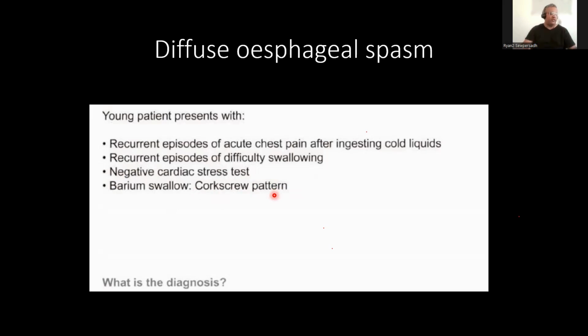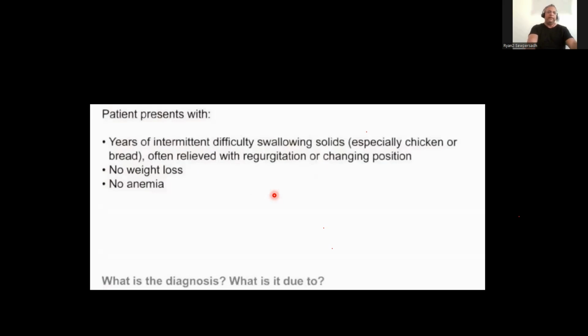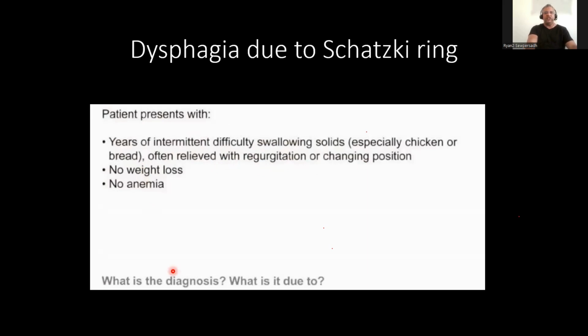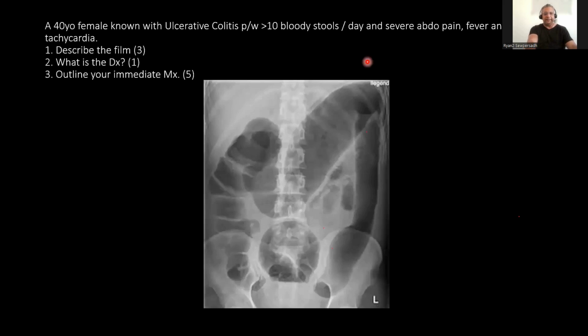So that is the purpose of this talk, guys, to make you aware of the certain buzz phrases and catchwords, etc., that they use to allude to a specific diagnosis. Okay. Here, the patient presents with years of intermittent difficulty. Years, that's very important. Intermittent difficulty swallowing solids, especially chicken or bread, often relieved, and this is important, with regurgitation or changing position. So there's no weight loss and there's no anemia. This is most likely a Schatzky ring. So dysphagia due to a Schatzky ring.